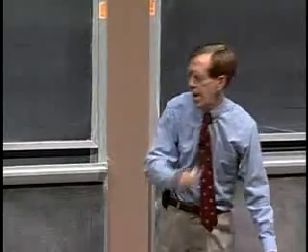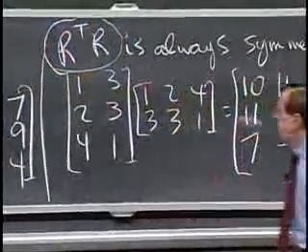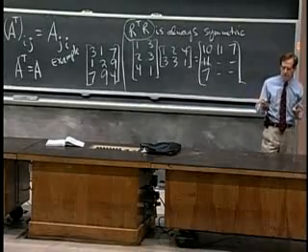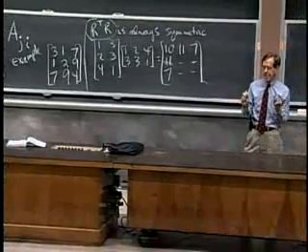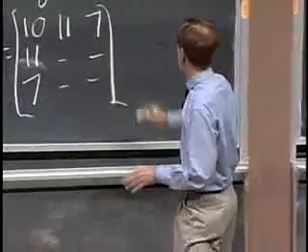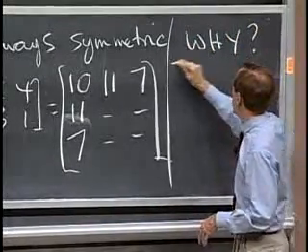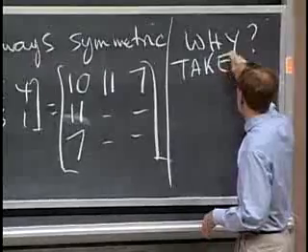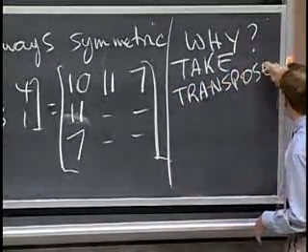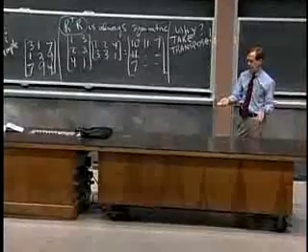But just tell me, how do I know if I transpose this guy, how do I know it's symmetric? Well, I'm going to transpose it, and when I transpose it, I'm hoping I get the matrix back again. So can I transpose R transpose R? Why? Well, my suggestion is take the transpose. That's the only way to show it's symmetric. Take the transpose and see that it didn't change.